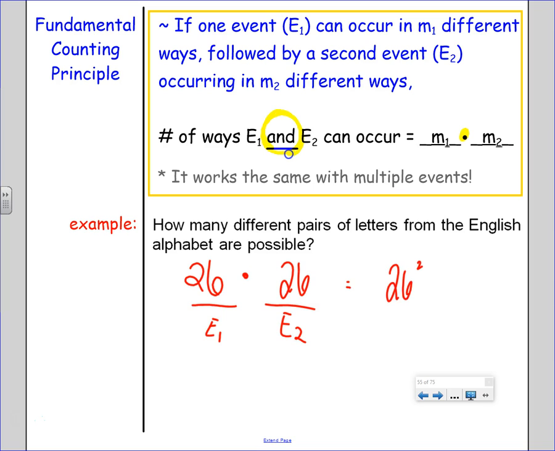Yes, you could solve it. Yes, you could figure out how many different ways. Someone have a calculator close and punch it in real fast. 676?